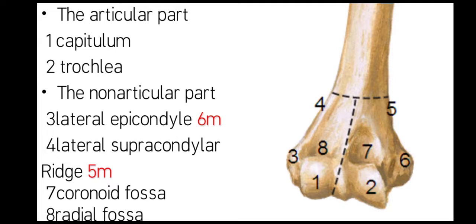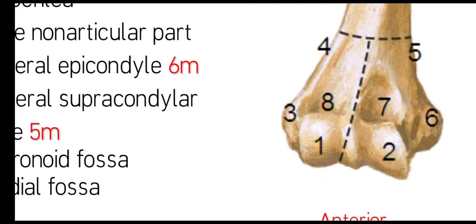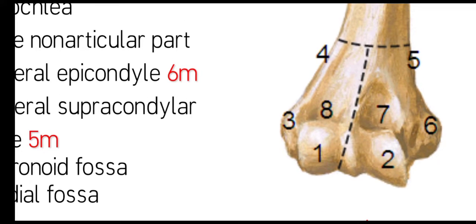Okay, so let's start with this first structure. This structure is a kind of a rounded projection where the radius is going to be attached with the humerus. So head of the radius articulates with the humerus. Basically the lower end is divided into two parts. The articular part, which takes part in forming a joint with the radius and ulna, and the non-articular part that does not take part in forming the joint.